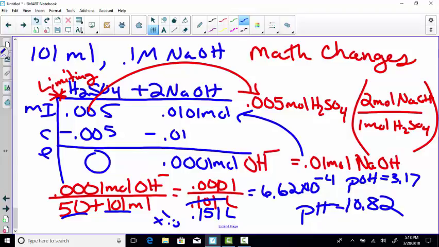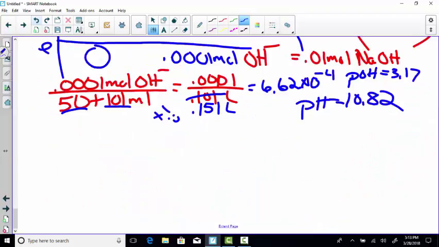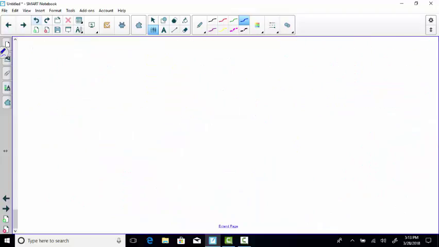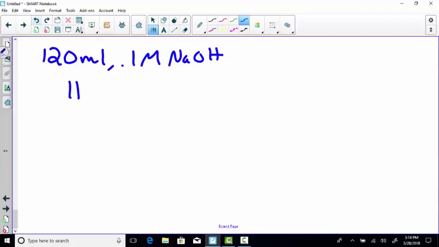So, from this point on, the H2SO4 becomes the limiting reactant. We're going to do one more because this has got to be a 20-minute video by now. And if you haven't fast forwarded through it by now, you're crazy. But we will do one last one just to show 120 milliliters, 0.1 molar NaOH, ice chart.